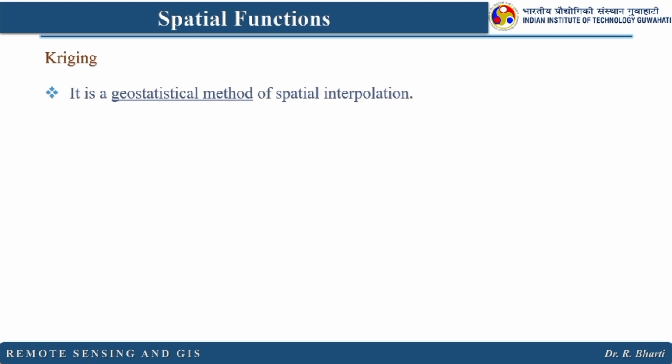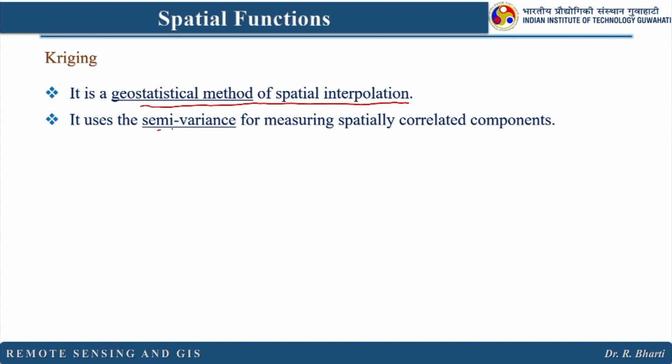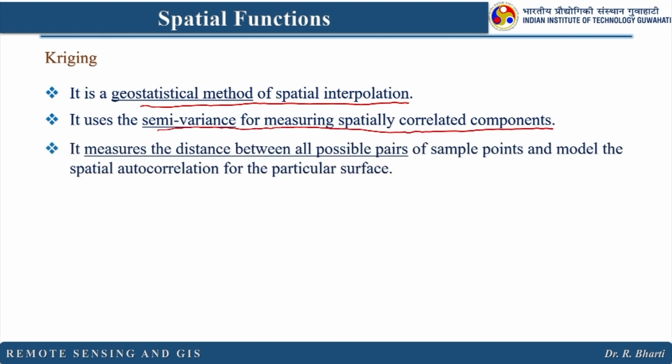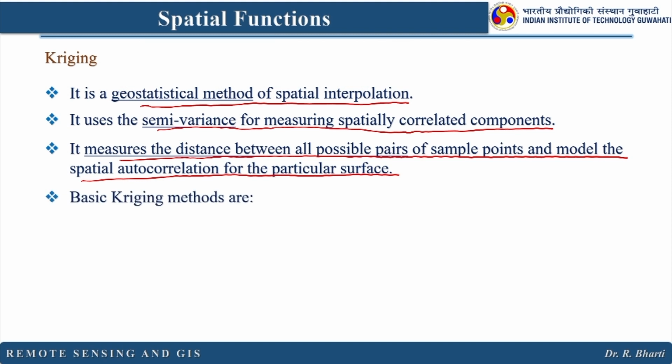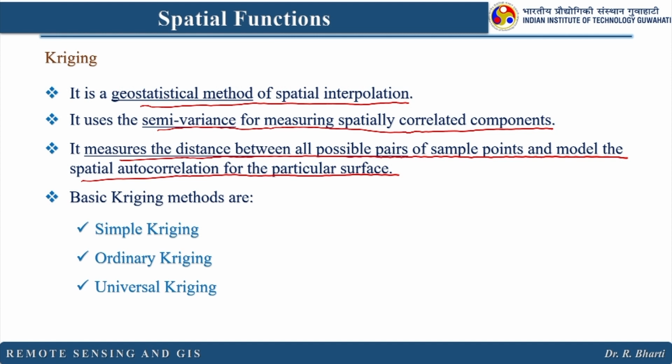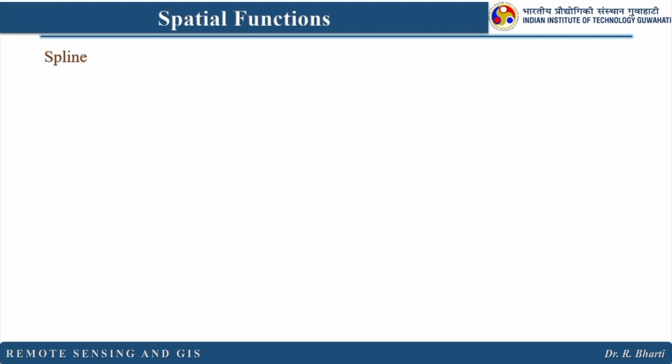Now the next method is kriging. It is a geostatistical method of spatial interpolation. It uses semi-variance for measuring spatially correlated components. It measures the distance between all possible pairs of sample points and models the spatial autocorrelation for the particular surface. Basic kriging methods are simple kriging, ordinary kriging, universal kriging, and so on. You can search for this.